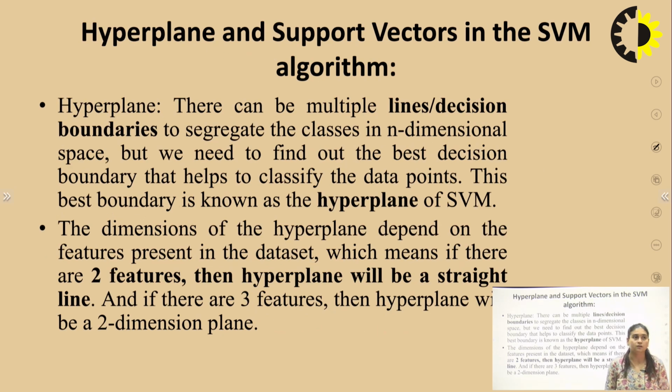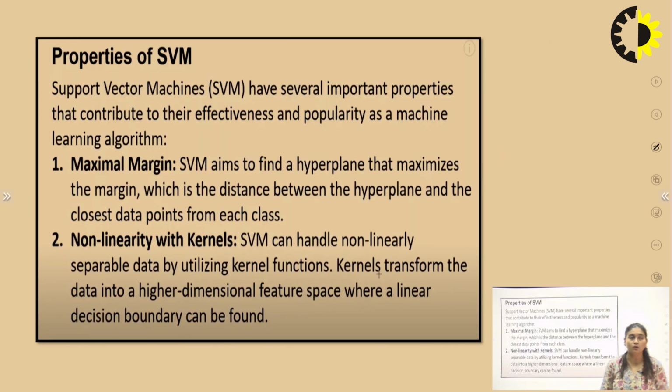Next we have, okay, I think we have done this. So now the properties of SVM. SVM properties are maximum margin and non-linearity with kernels. What is maximum margin? SVM aims to find the hyperplane that maximizes the margin, and we have to choose the hyperplane which gives you the maximum margin. Or what is margin? That is the distance between the hyperplane and the closest data point from each class.